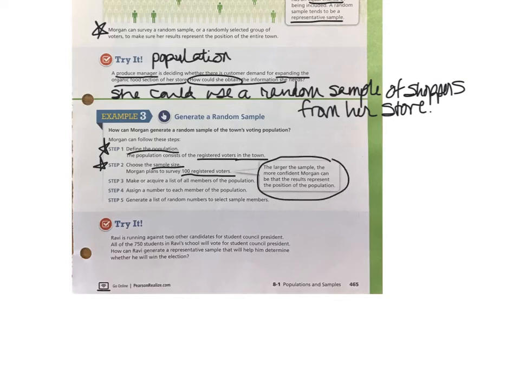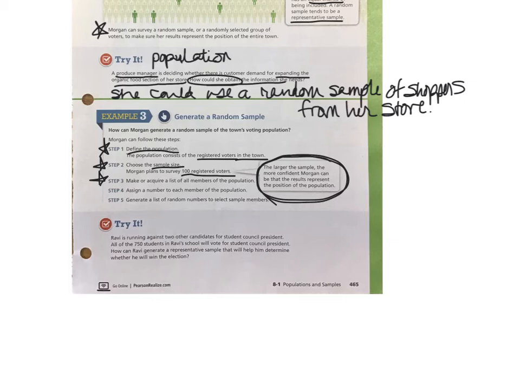Now here's another key. The larger the sample, the more confident Morgan can be that the results represent the position of the population. In other words, if she's got 2,400 and some odd number of registered voters in her town, and she only surveys 10 people that she knows, will she actually get an accurate picture? Probably not. So the larger her sample size, the more confident she can be that her results will represent the position of the entire population.